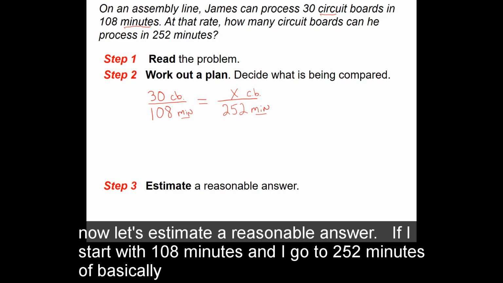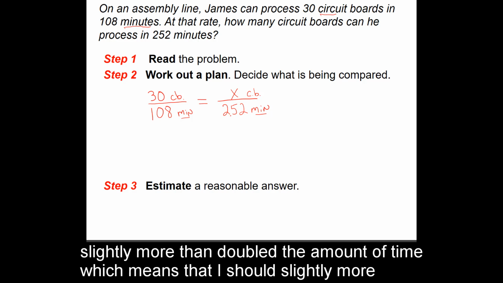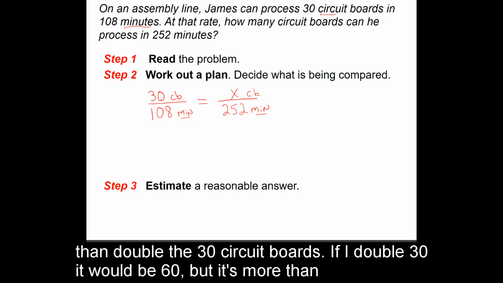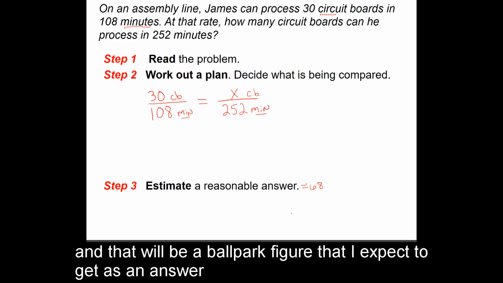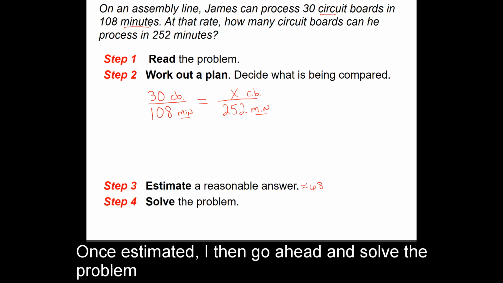Now let's estimate a reasonable answer. If I start with 108 minutes and I go to 252 minutes, I've basically slightly more than doubled the amount of time, which means that I should slightly more than double the 30 circuit boards. If I double 30, that would be 60, but it's going to be more than double. So a reasonable answer would be 68. Again, I'm just guessing, but that would be a ballpark figure that I expect to get as an answer. Once I have estimated, I then go ahead and solve the problem.